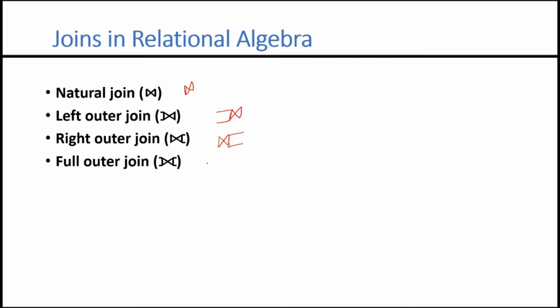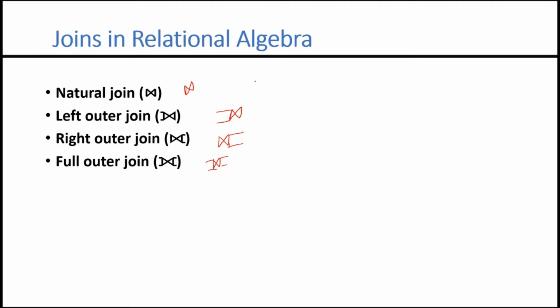Then you have a full outer join also. First you make a natural join and then you take left as well as right, so it becomes a full outer join. So these 4 kinds of joins are there. There are some others also, but these are the famous ones at the beginning level. We'll start with only these 4 kinds of joins and try to solve some queries using them.